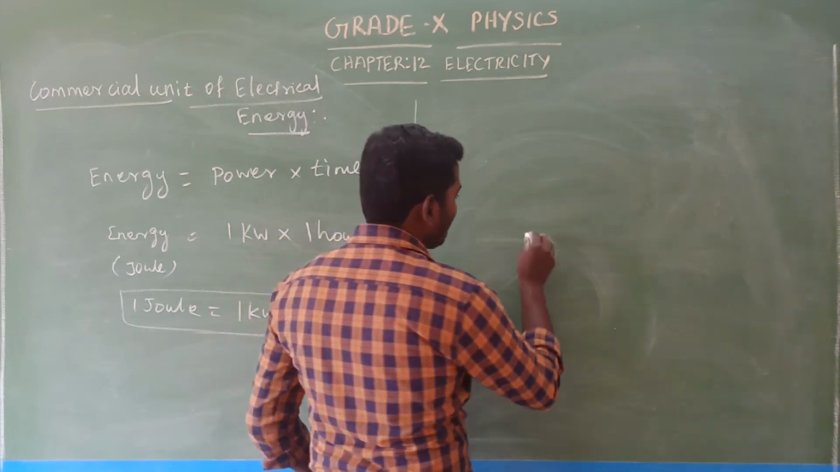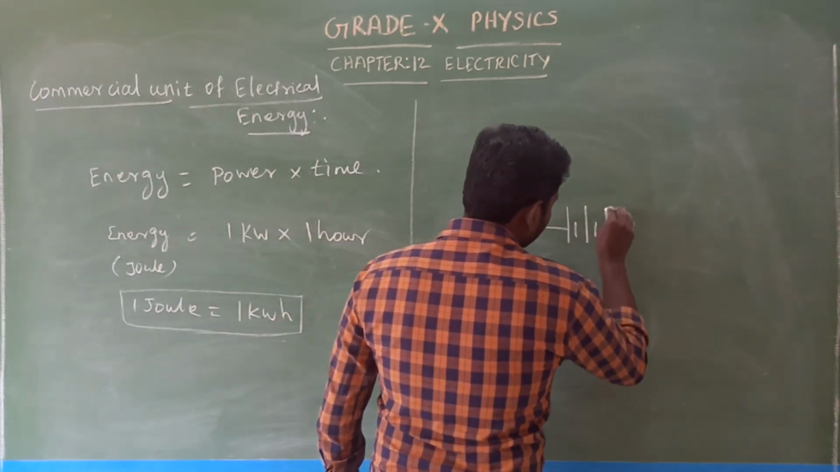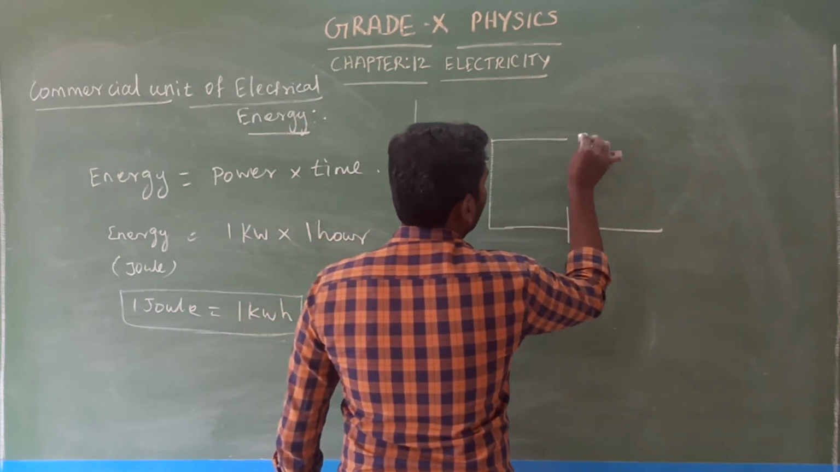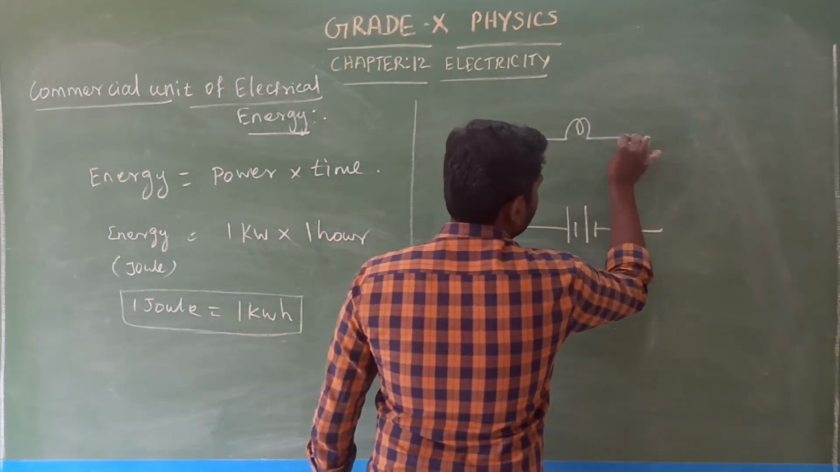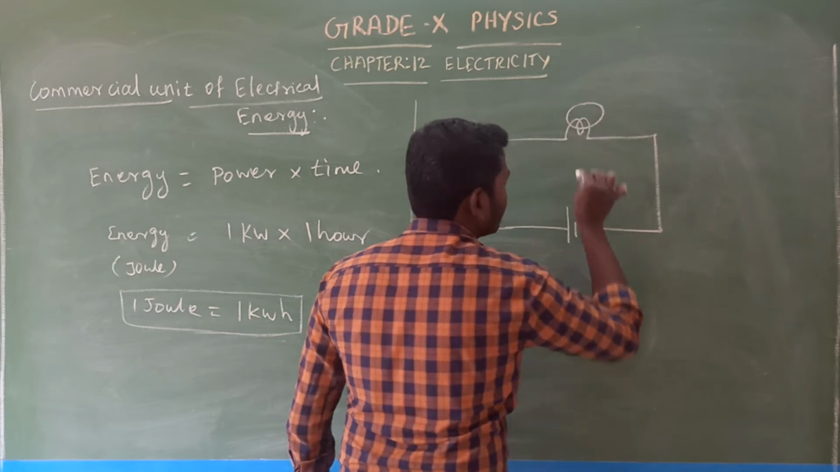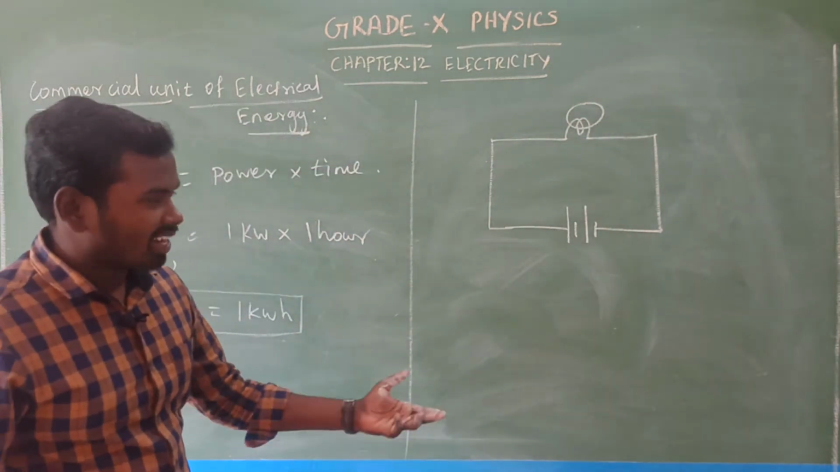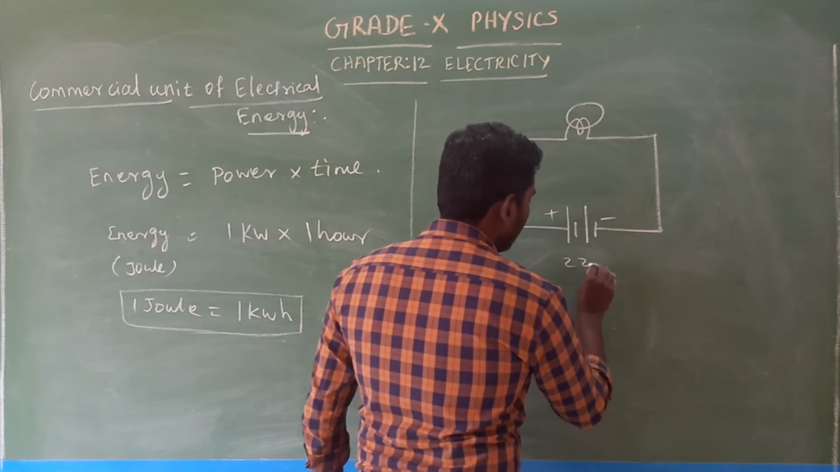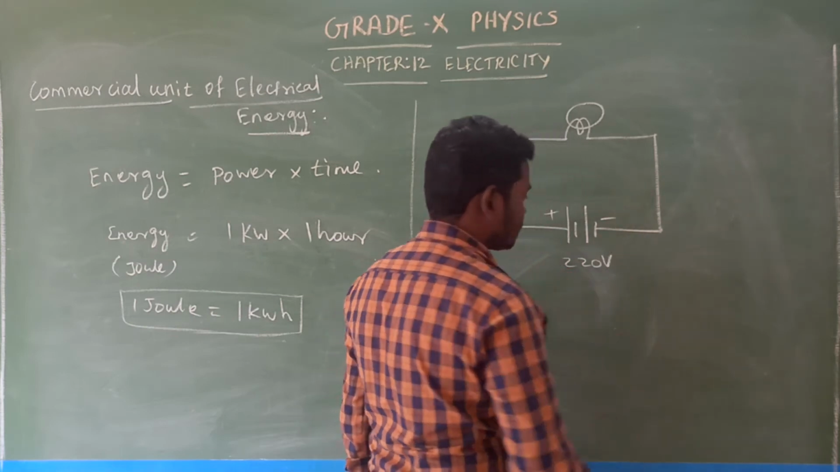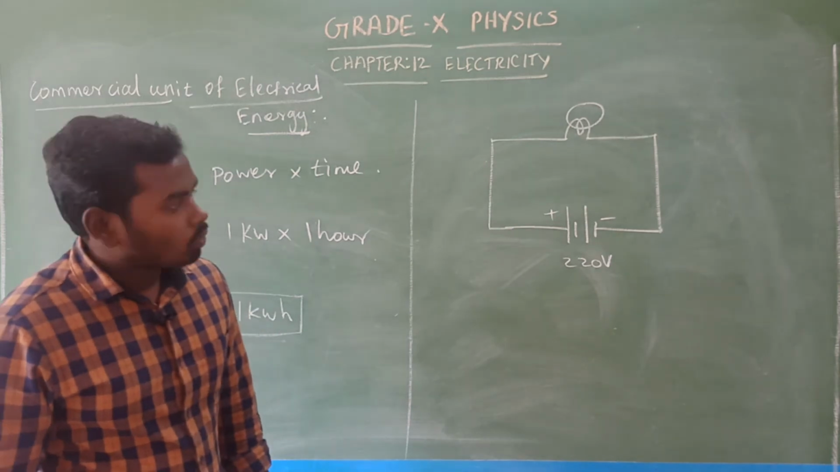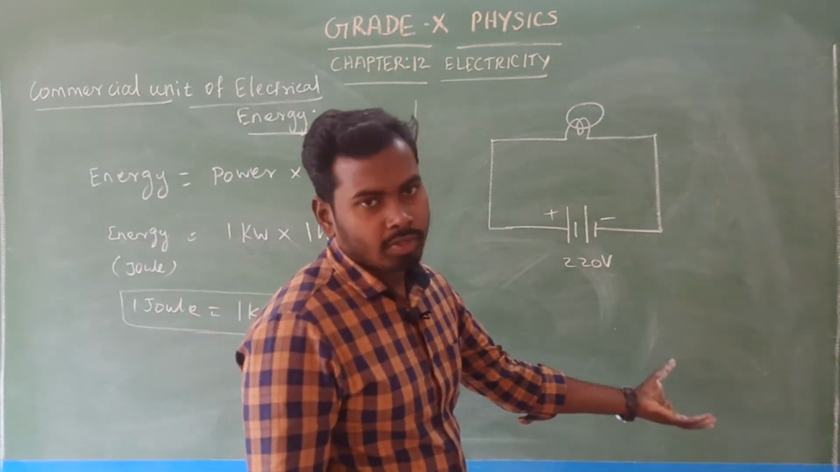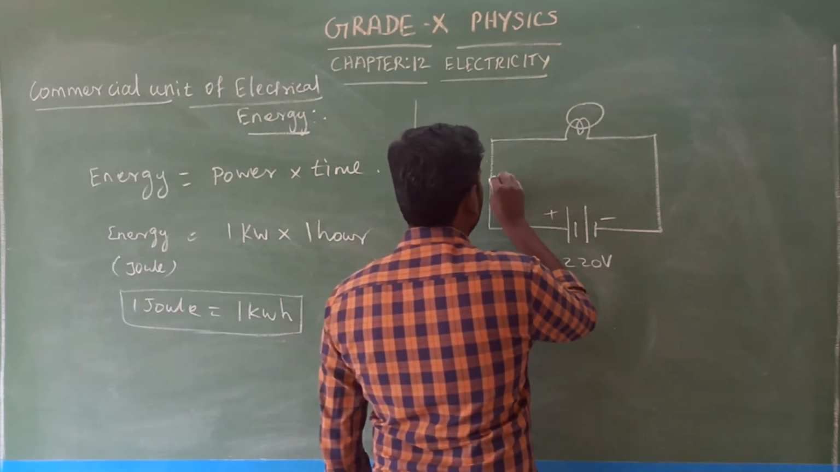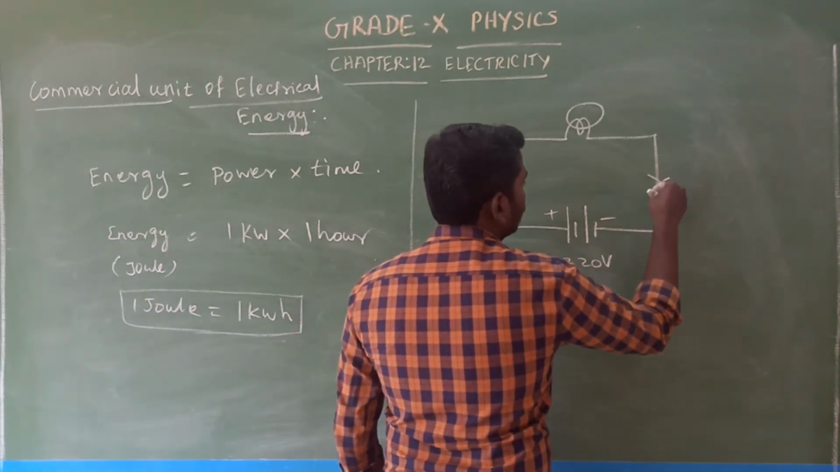Okay, so look here. Consider an electric circuit. Here, for example, I have taken an electric bulb, plus and minus. We applied a 220 volt potential difference across the two terminals of the battery. Due to this potential difference, current flows throughout the circuit.